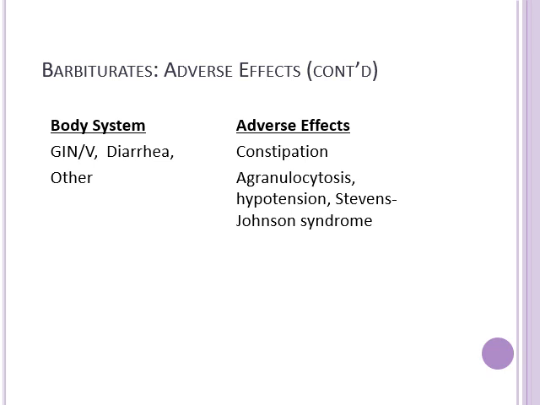We also have the body system: nausea, vomiting, diarrhea, others. So GI wise, you could see constipation, you could see diarrhea, granulocytosis, hypotension, and Stevens-Johnson syndrome. Look up Stevens-Johnson syndrome. You should be aware of what that is.